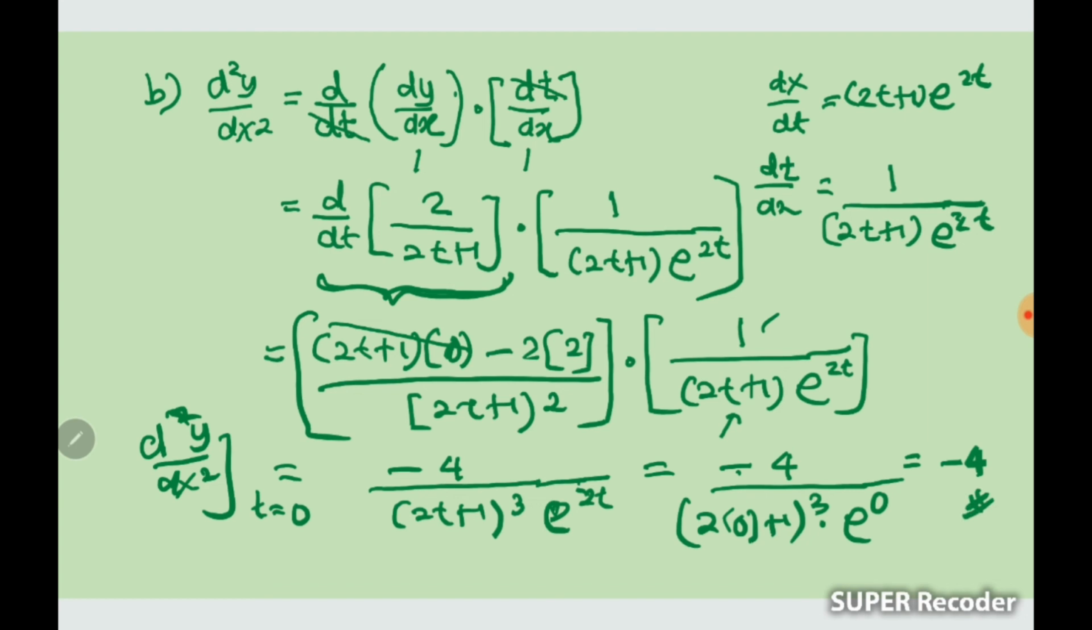This is the end of parametric differentiation, second derivative, and this is also the end of the lecture, the end of chapter 9. Thank you.